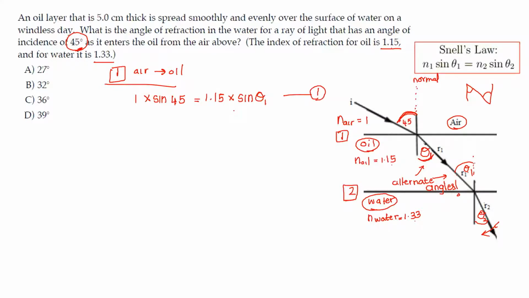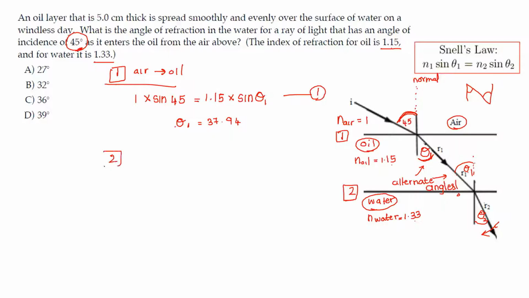So if you like, you can solve this and get the value of theta 1. So if you do that, you will get 37.94. So you can find theta 1 and substitute it here. I'm not going to do that. Okay. So I just wrote the value. If you got this, it is correct.